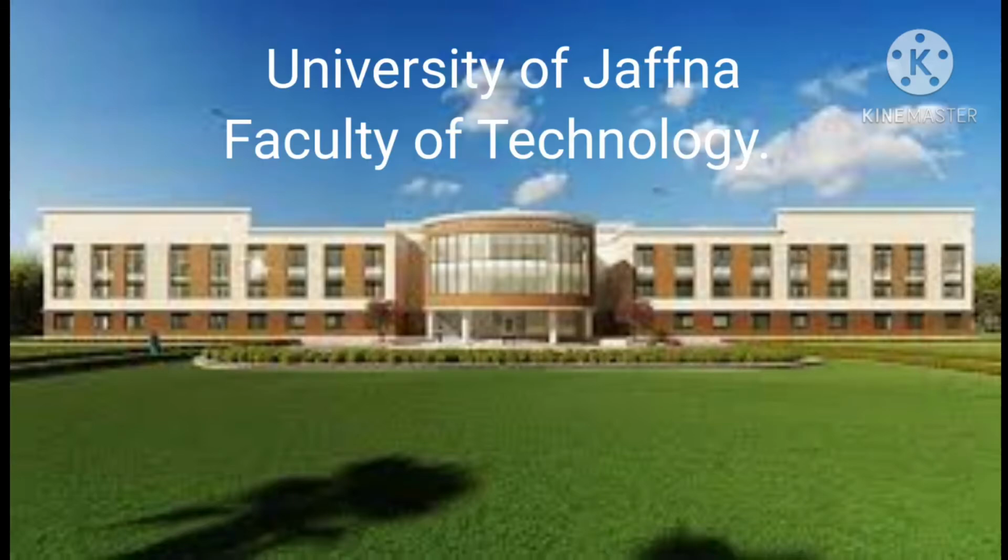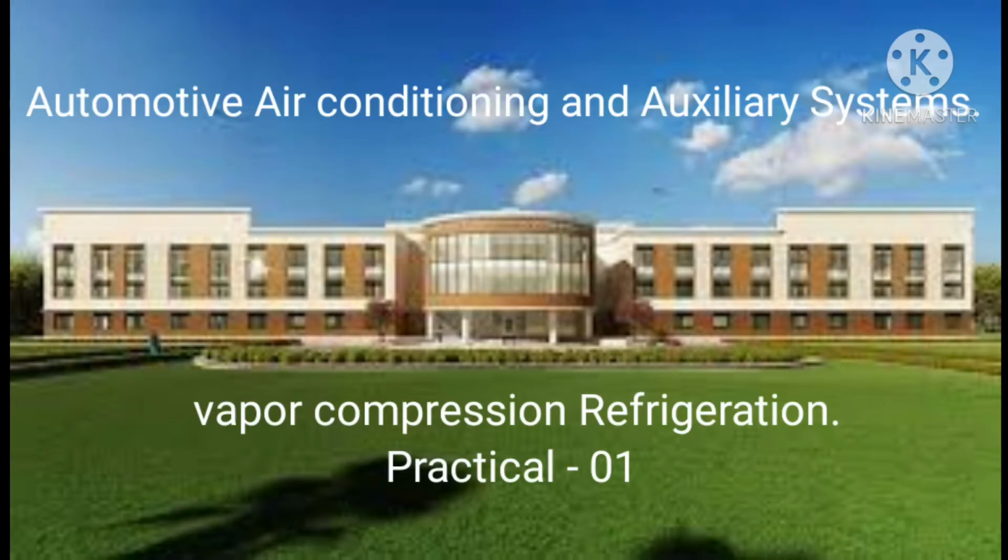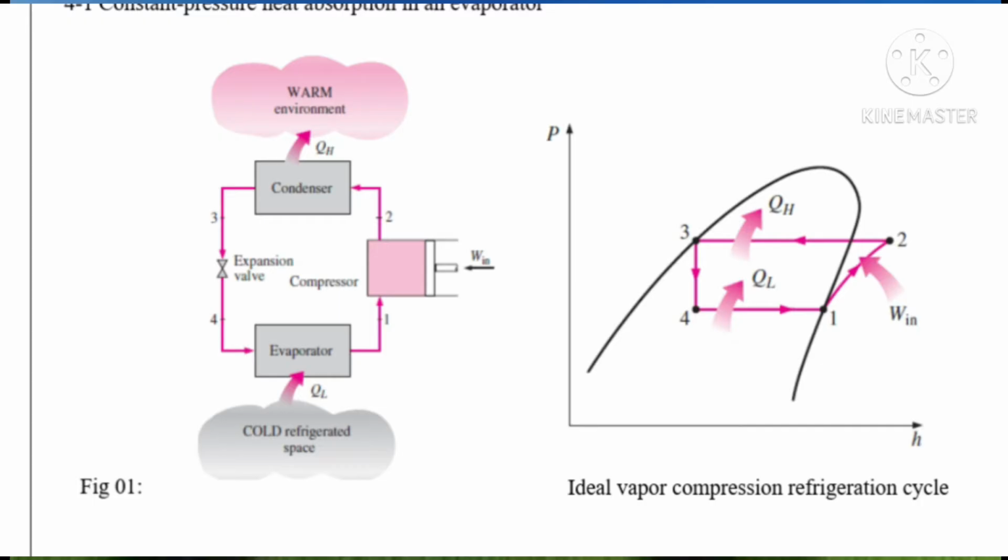Good morning, everyone. This is Automotive Air Conditioning and Auxiliary System, practical number 1. The practical is vapor compression refrigeration. The objective of this experiment is to understand the operation of a simple vapor compression refrigeration cycle and to evaluate the performance of different types of expansion valve.